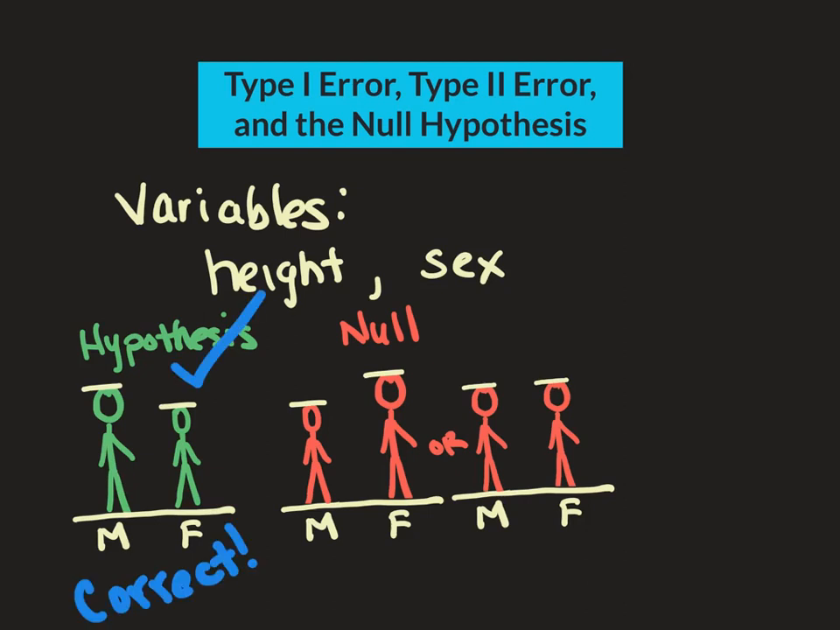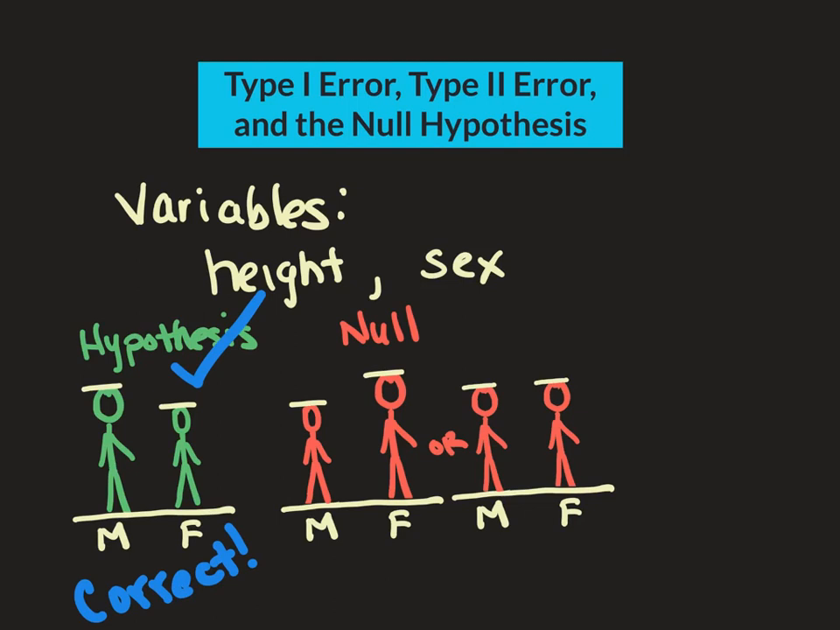If I collect evidence and it shows me that males on average are taller than females, I'm going to retain my hypothesis and reject the null. That means I'm going to conclude that I was right and that males are taller than females, and my conclusion matches that of reality outside of my data set. In this instance, there is no error.